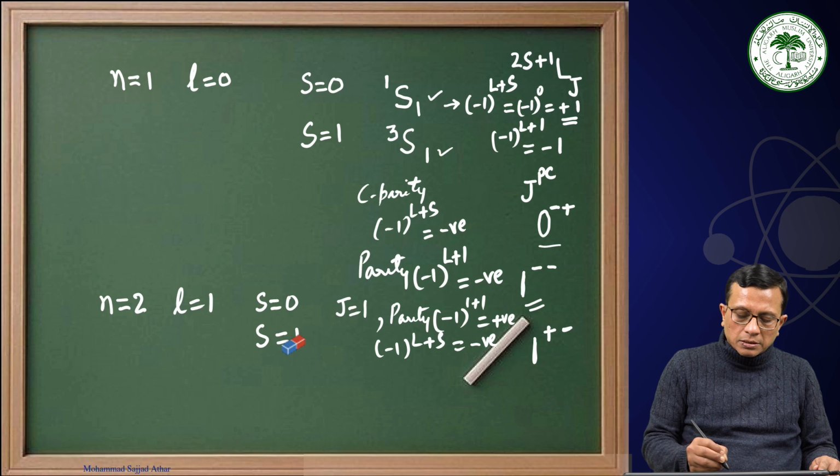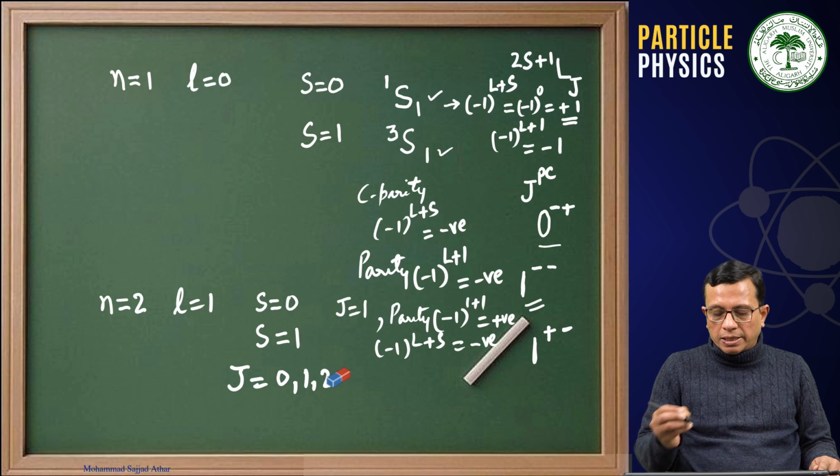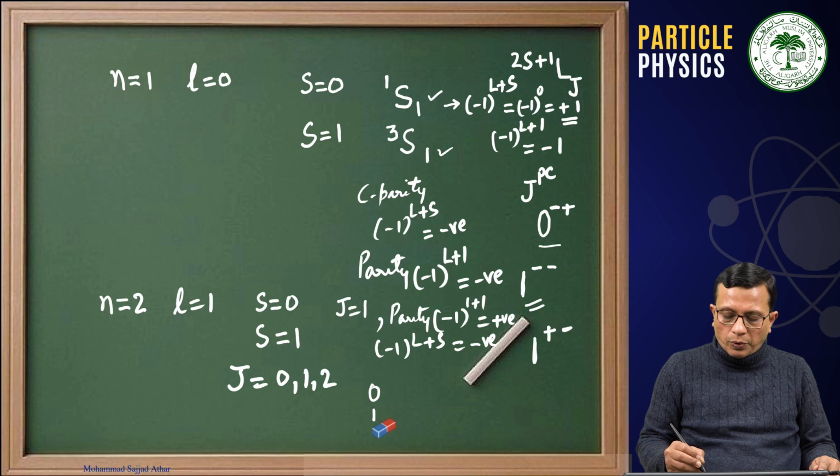This will give us J equal to 0, 1, 2, from L minus S to L plus S. Therefore, for L equal to 1 and S equal to 1, our J is 0, 1, 2. Then we will talk about that. That means we have 0, 1, 2, the J that we represent.